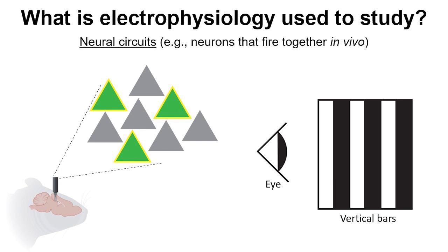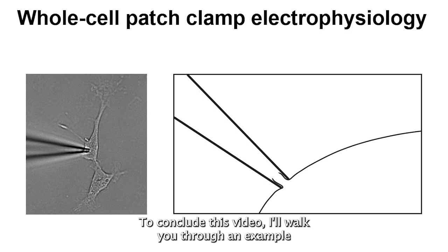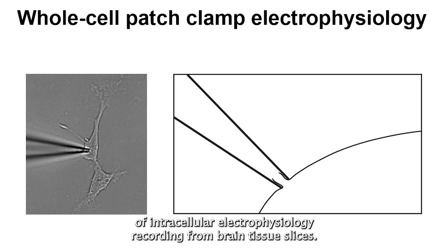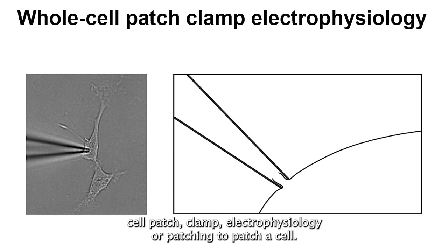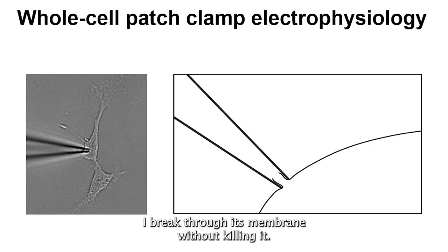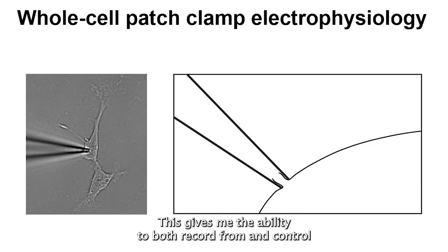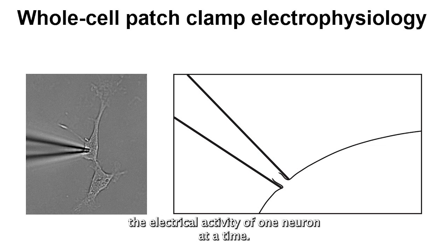of neural circuits. To conclude this video, I'll walk you through an example of intracellular electrophysiology recording from brain tissue slices. I will use an intracellular recording technique called whole cell patch clamp electrophysiology, or patching. To patch a cell, I break through its membrane without killing it. This gives me the ability to both record from and control the electrical activity of one neuron at a time.